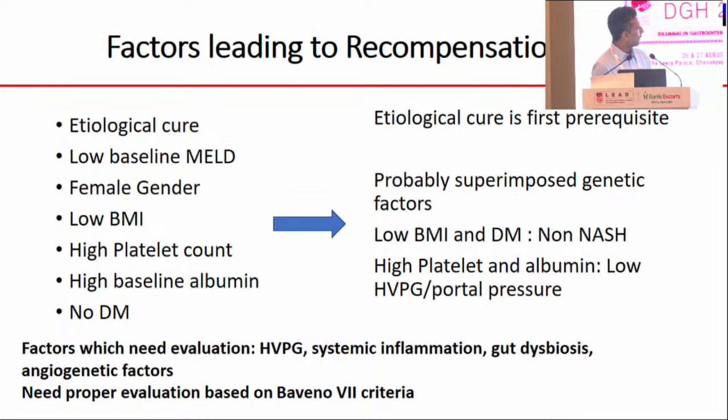When we say high platelet count, high albumin, what it probably means is, because HVPG and other things were not measured, that these patients have low HVPG and portal pressure. So if the patient is female, has high albumin, high platelet count, it means MELD is low, pressure is low. These are probably the patients who can recompensate from decompensated cirrhosis. But there are other factors which are not evaluated, including HVPG, systemic inflammation, gut dysbiosis, which all have effect on liver recompensation. These factors have not been looked into in any studies, so I think these factors should be looked into.